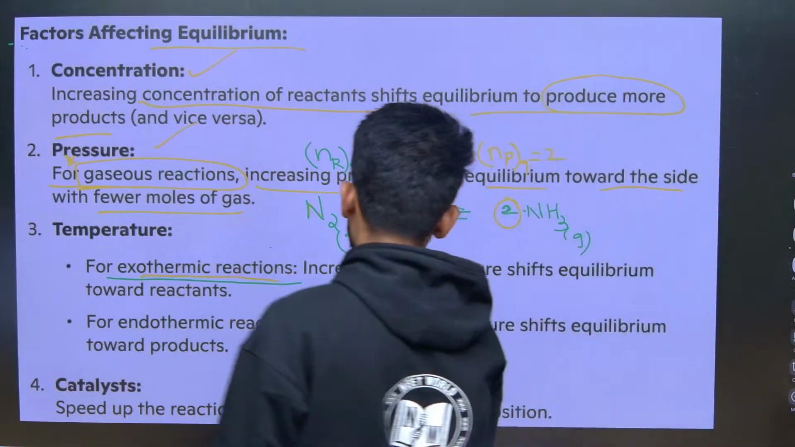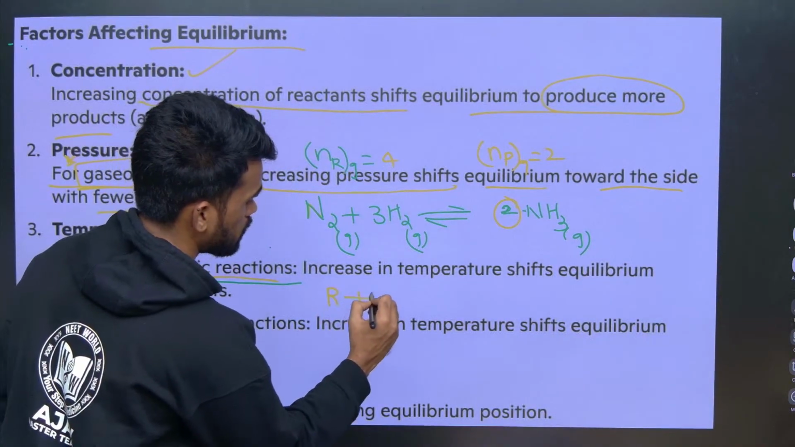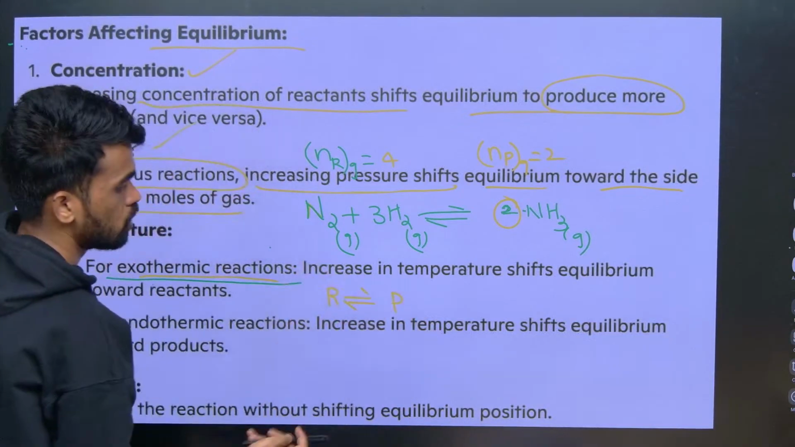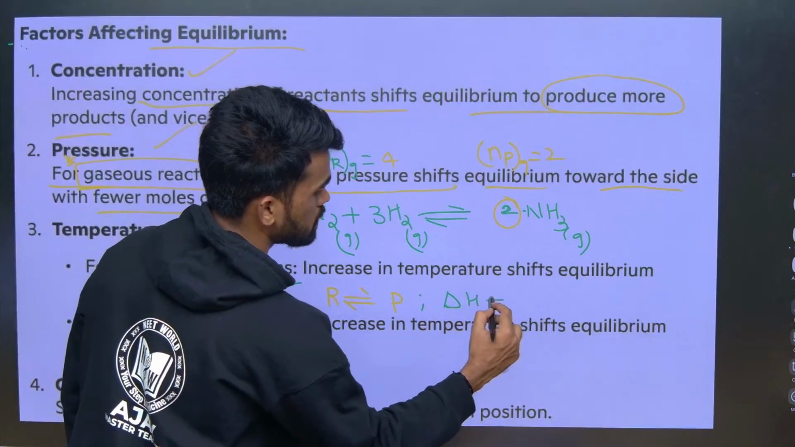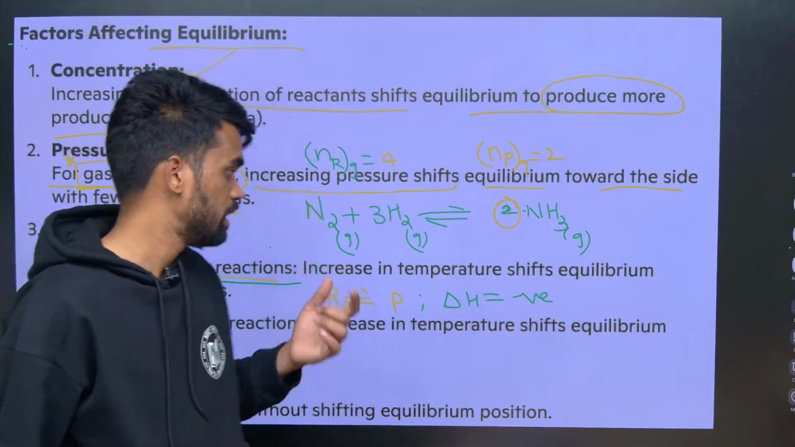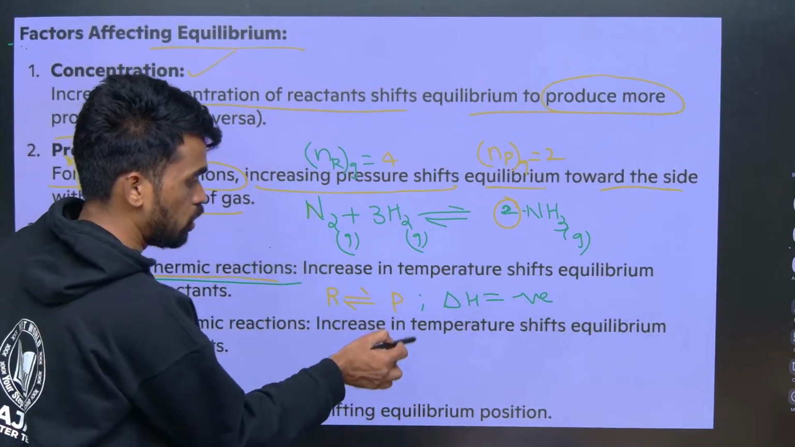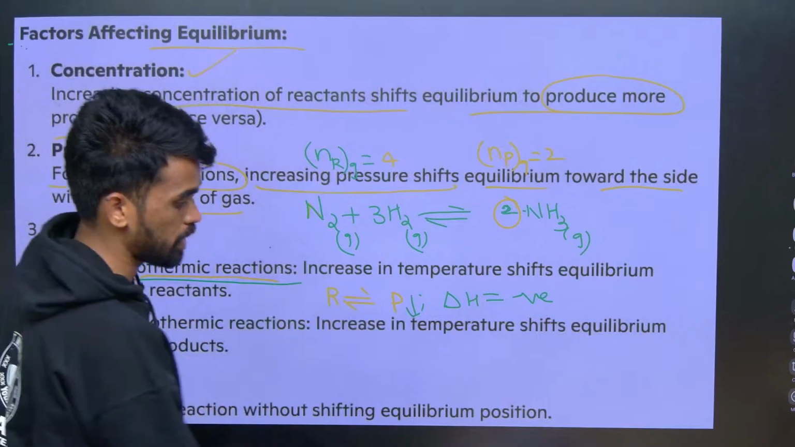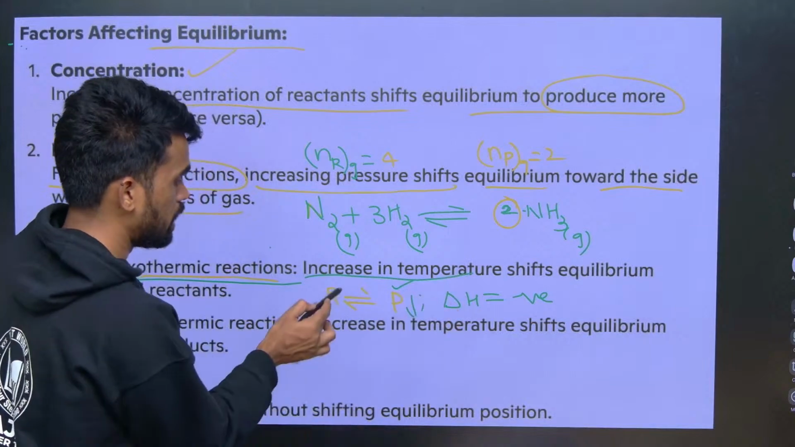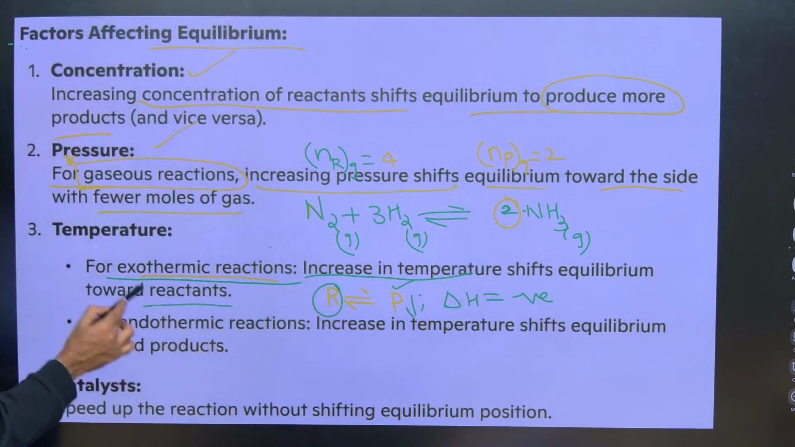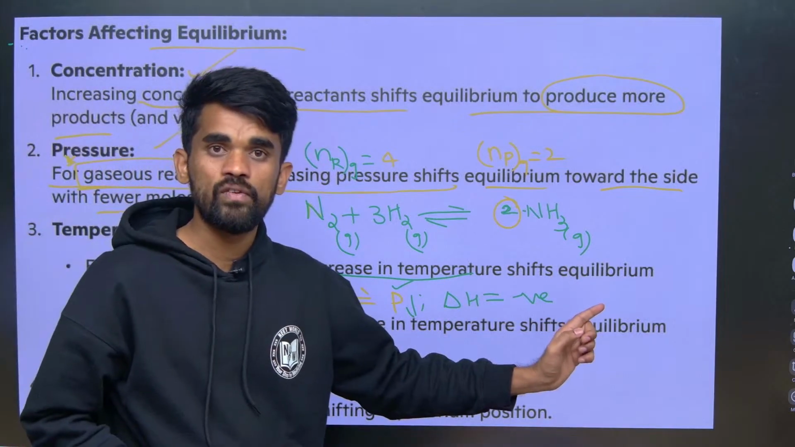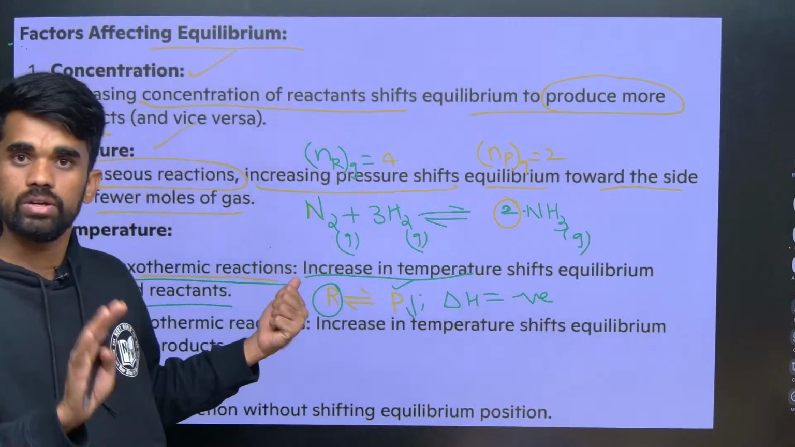It means for product formation, let us say reactants are in equilibrium with product. For this reaction some X amount of heat is released, so delta H negative I am writing. If this is the case, by lowering the temperature, product formation is favored. By increase in temperature, reactant formation is favored. For an exothermic reaction, low temperature favors forward, high temperature favors backward. You can remember like this.